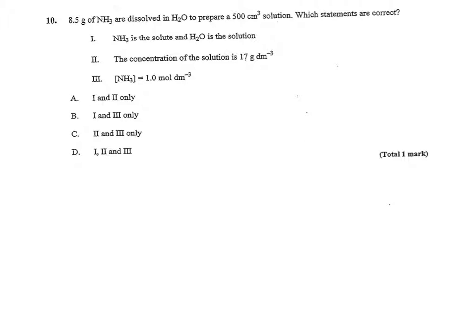Number 10 was meant to be an easy one for you. 8.5 grams of NH3 is used to prepare a 500 centimeter cubed solution, or right away I just think of this as 0.50 decimeters cubed, and the question wants to know which statements are correct. NH3 is the solute, that's true. H2O is the solution. No, the NH3 aqueous is the solution, so H2O is the solvent, not the solution. So that right away brings us down to only C as a correct choice, but let's just double check.